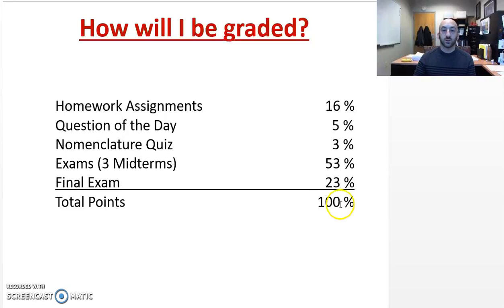How will you be graded? Well, homework assignments count for 16%. You have question of the day, which is 5%. Nomenclature quiz, which is 3%. Exams, which are 53%. And then the final exam, which is 23%.